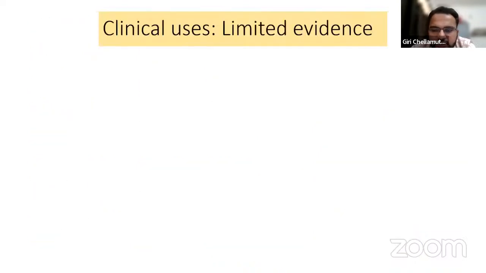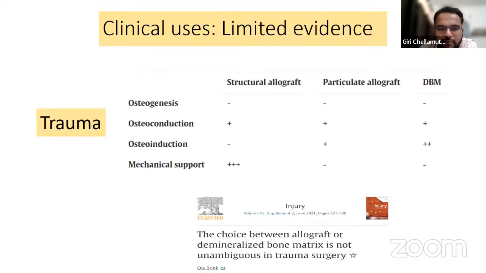Coming to the clinical uses, which is very important for us as clinicians to know, the first thing that I would like to point out is there is only limited evidence of comparison of these products with the various other bone graft substitutes available. And from the limited evidence, important use is seen in trauma, as summarized by Brink et al. in his review paper published in 2021 in Injury Journal. So he has compared the allografts and demineralized bone graft, and he has summarized the evidence available.